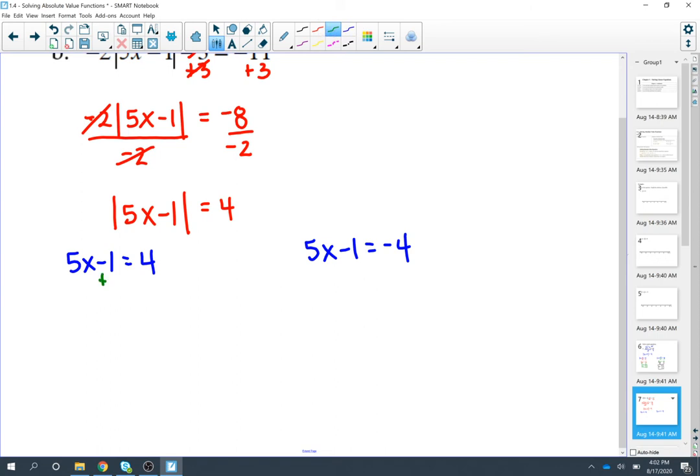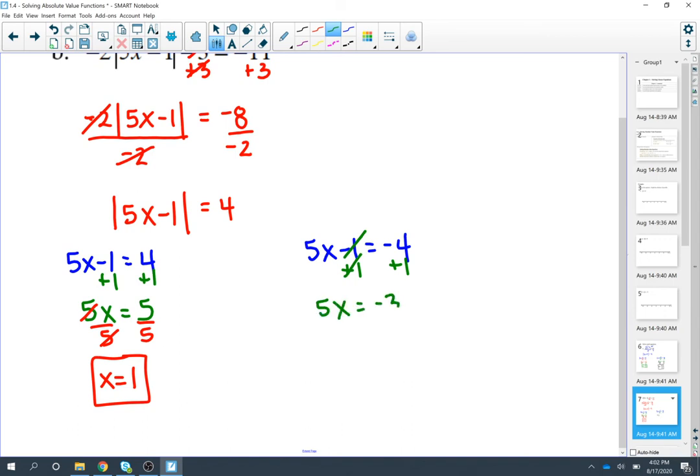So my first equation, I'm going to add 1. 5x equals 5. Then I'm going to divide both sides by 5. x equals 1. Second one, add 1. 5x equals negative 3. Divide by 5. x equals negative 3/5. And again, for the sake of our answer, it is completely okay for you to leave your answer looking like that.